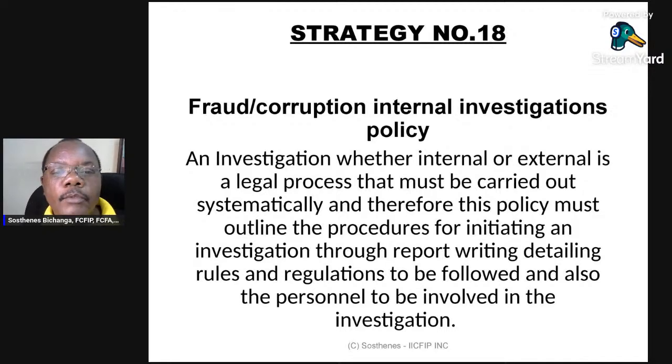I will start with strategy number 18. Fraud, corruption, internal investigations policy. This is strategy number 18, and it's going to outline the rules and the procedures for internal investigations.